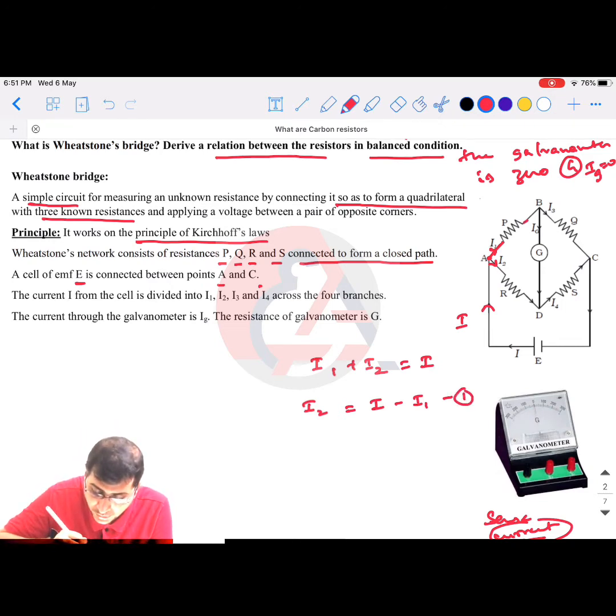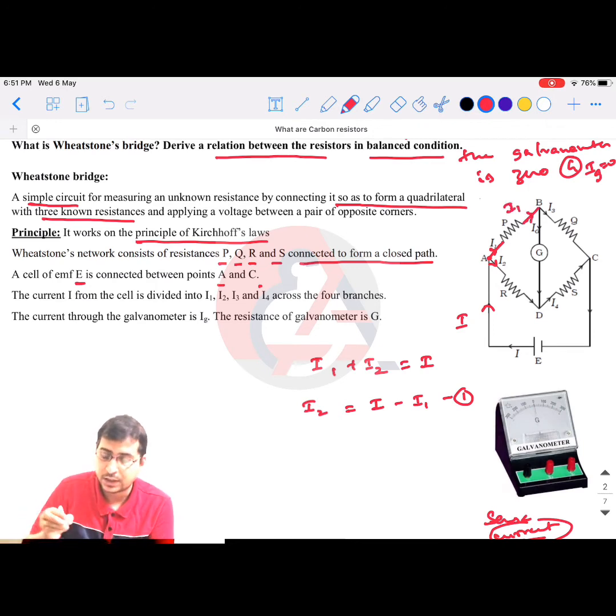Similarly, the current I1 is reaching this junction.